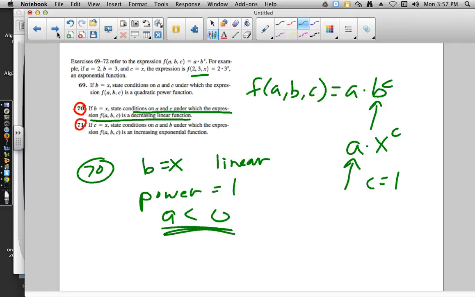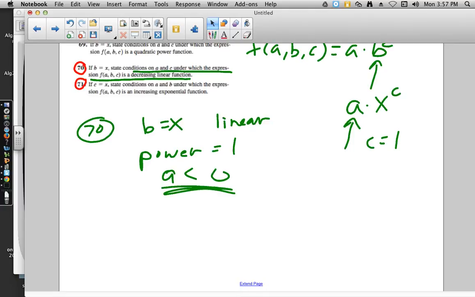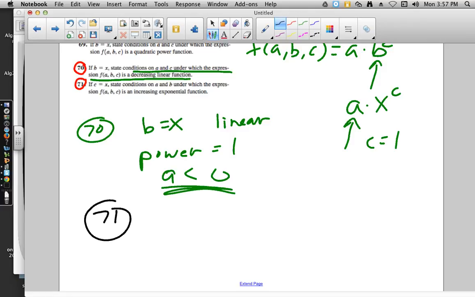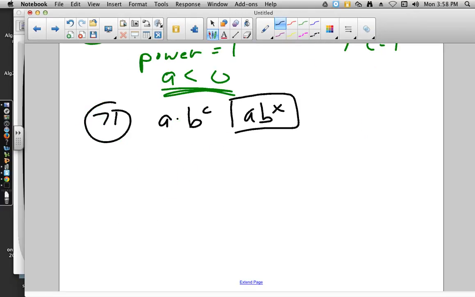All right, next piece, number 71. Let me see if I can fit that on here as well. So for 71, it says if c equals x. So now they're saying we had this, and this is going to become a times b to the x. Okay, well, this is exponential. And it says they want this to be an increasing exponential function. So if c equals x, state the conditions on a and b under which the expression is an increasing exponential function. There's two ways that can happen.